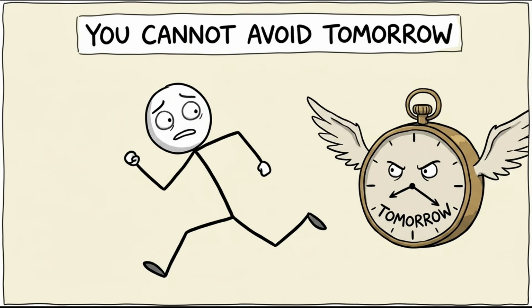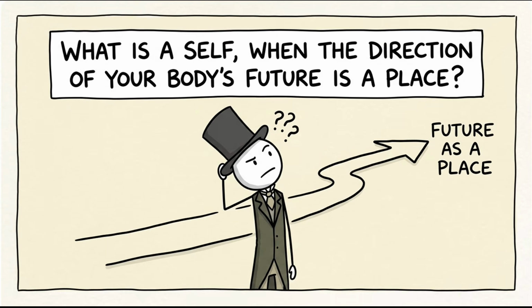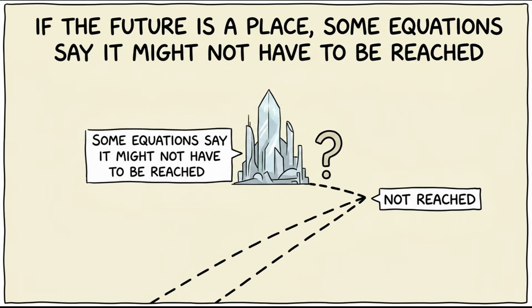You cannot avoid tomorrow. You cannot avoid the singularity. What is a self when the direction of your body's future is a place? If the future is a place, some equations say it might not have to be reached.